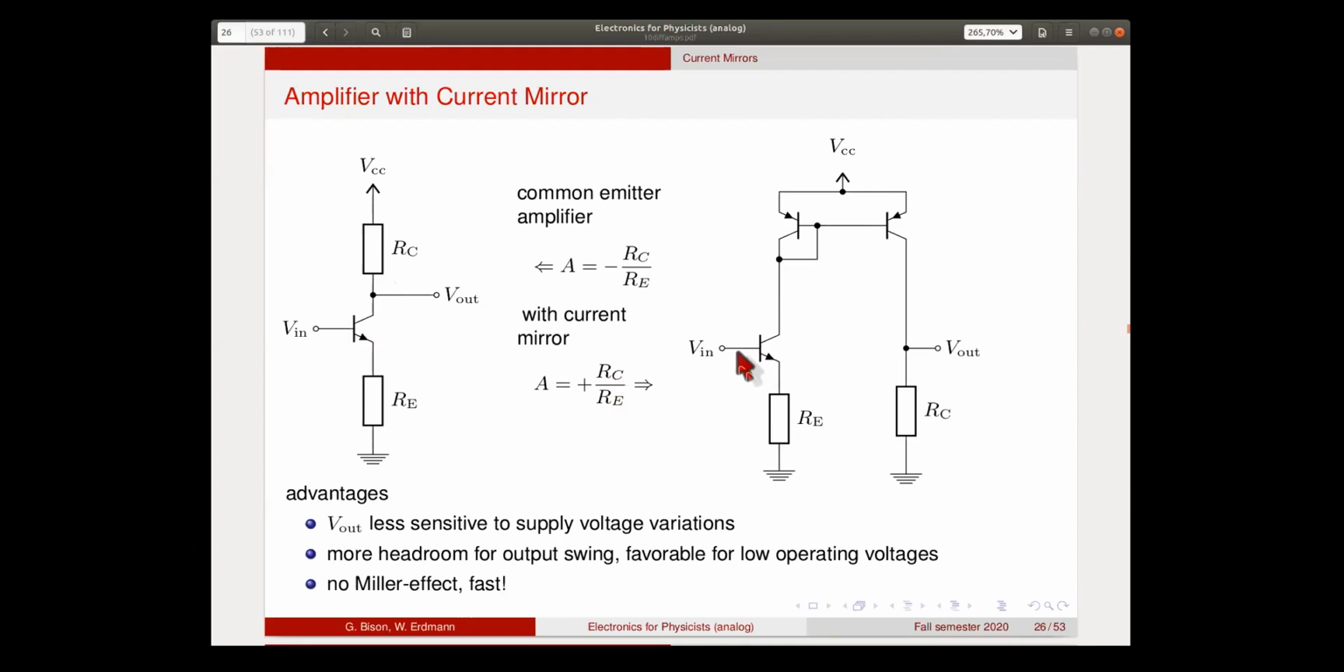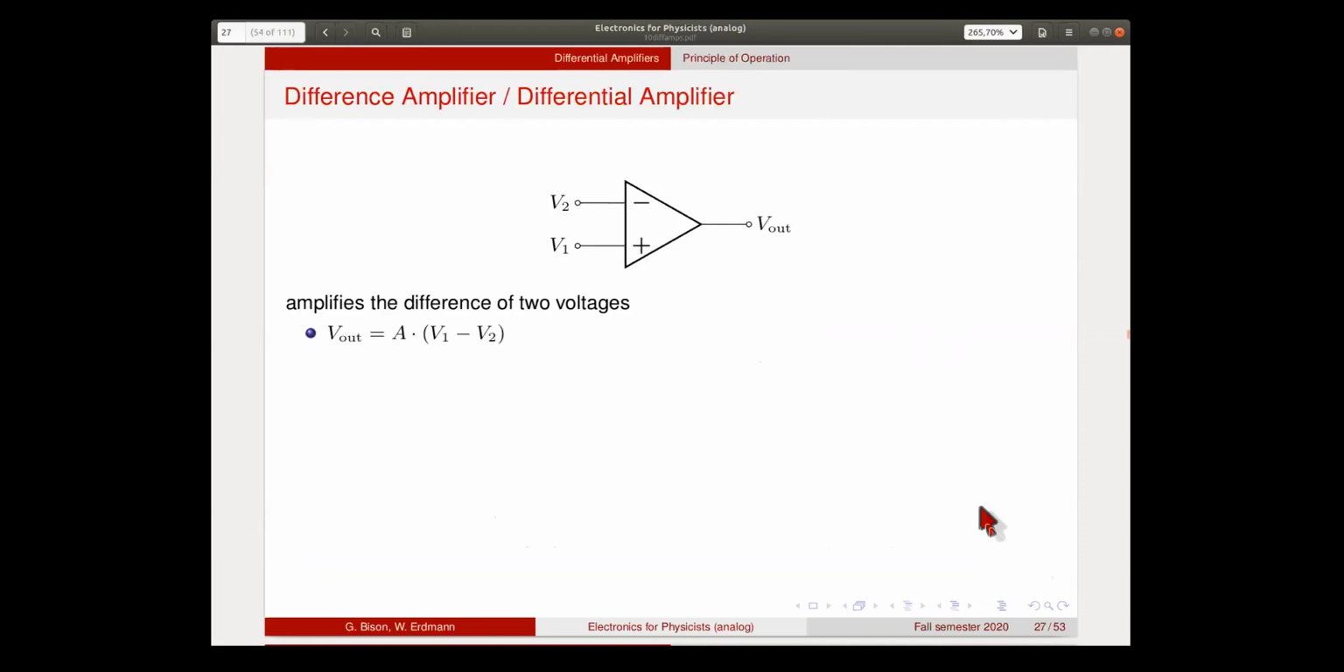You decoupled your input from the output, which also means that you have no Miller effect, because this node is basically fixed by this diode clamp here. So there's no Miller effect from the input to a node that moves fast up and down. Only this node moves fast up and down with a large swing. This one is almost constant, so there's no Miller effect here. So these are two things that are nice improvements for an amplifier.